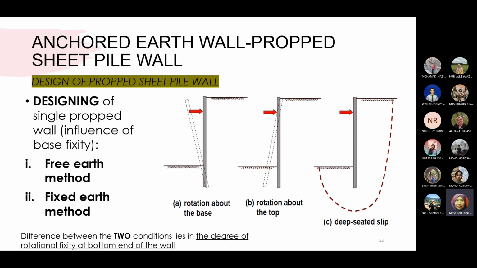So the next one, we go to the design of propped sheet pile walls. In design there are two types, we will look at free earth and also fixed earth. So what is design about? Design is when you look at a single prop wall with the influence of base fixity. Base fixity is about whether the base is fixed or not. If it is not fixed, it means rotation can occur. If it is fixed, rotation cannot occur. So the difference between the two conditions lies in the degree of rotational fixity at the bottom end of the wall. That is what it means.